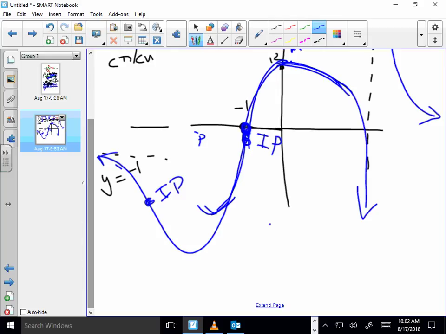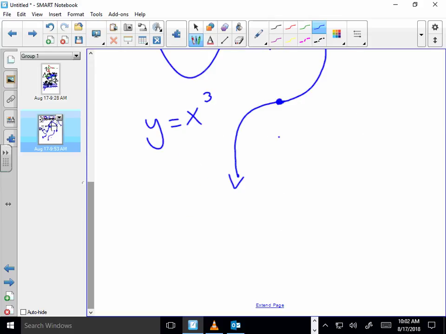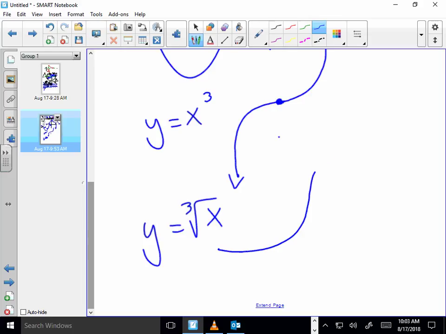Where I change concavity from concave up to concave down, or concave down to concave up. You've actually seen them a lot. For example, y equals x to the third, where I go from concave down to concave up, has an inflection point at 0. And y equals cube root of x, where I go from concave up to concave down. Those have inflection points. Okay?